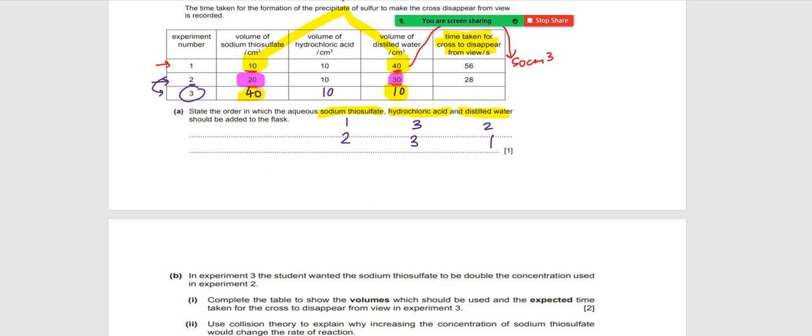Because the question says I want it to be double. 3 must be double of 2. The rate must be double of 2. The concentration must be double. There, it's written here. They want the concentration to be double of the concentration used in experiment 2. Get it? Okay.